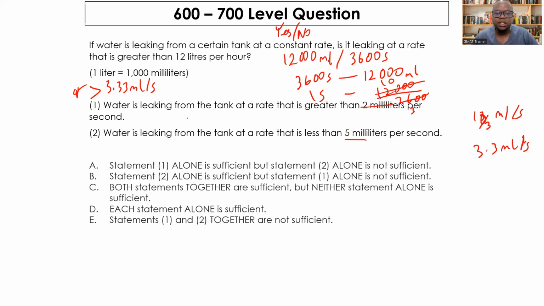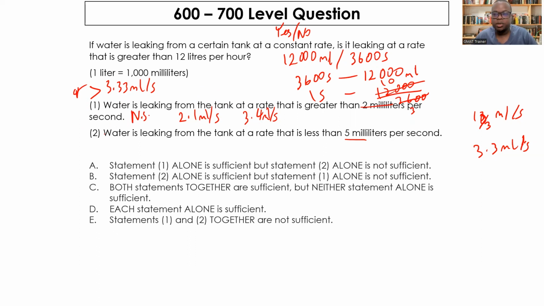What is leaking from the tank at a rate that is greater than 2 milliliters per second? So if it is greater than 2 milliliters per second, that means it is looking at 2.1 ml per second, 2.2, 2.3, 3.4 ml per second, 3.5. So we're seeing we have both yes and no in this situation. So that means this statement is not sufficient.